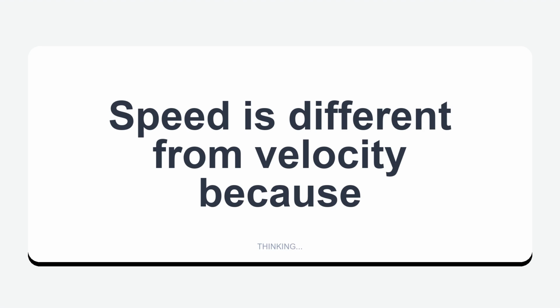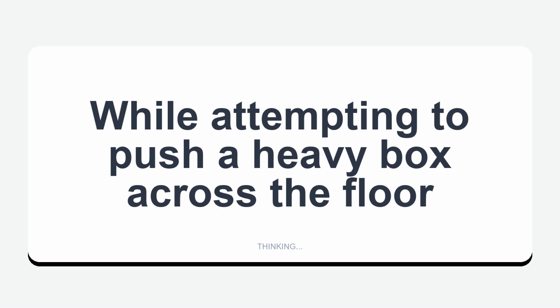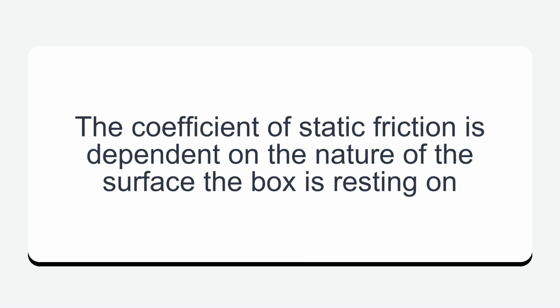Speed is different from velocity because velocity involves both speed and direction. While attempting to push a heavy box across the floor, the coefficient of static friction is dependent on the nature of the surface the box is resting on.